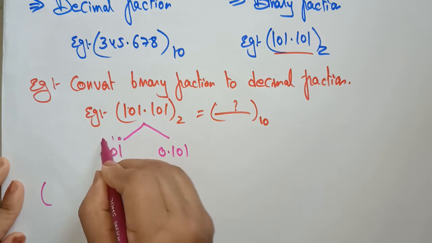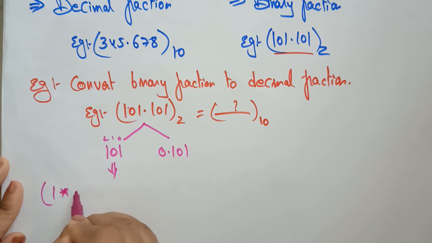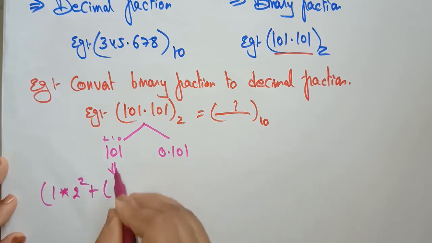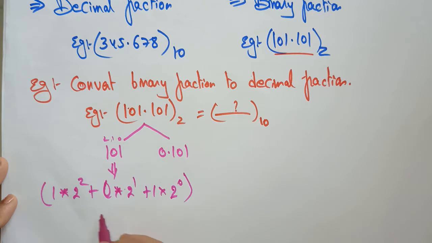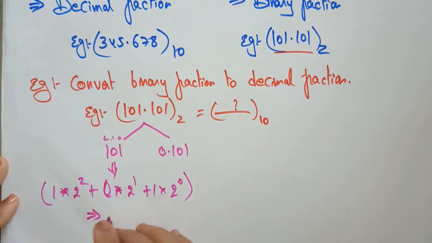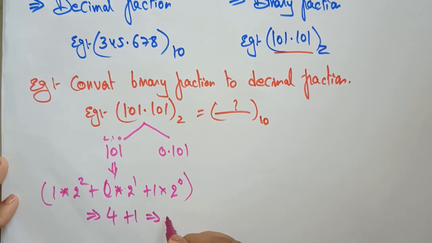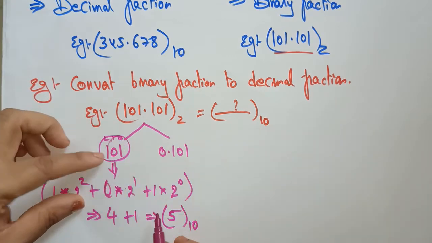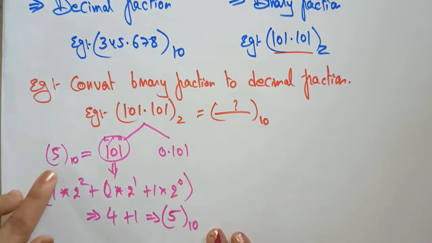The powers are 2 power 0, 2 power 1, 2 power 2. That is 1 into 2 square plus 0 into 2 power 1 plus 1 into 2 power 0. So 2 square is 4, 0 into 2 is 0, and 2 power 0 is 1, 1 into 1 is 1. 4 plus 1, you are getting 5. This is the decimal number for the integer part. So the integer part is converted into 5 as a decimal number.